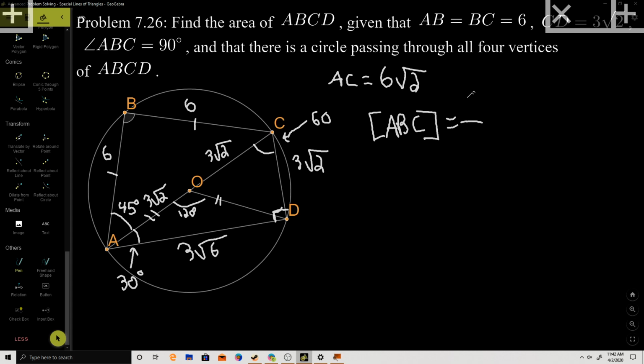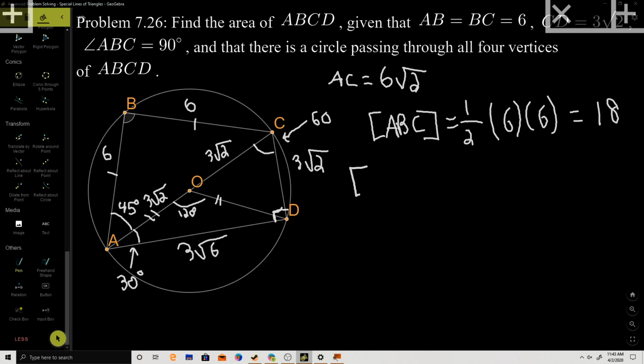Well, 1/2 base times height is your area. Now, in a right triangle, the base and the height are the 2 legs, which are just 6 and 6. Well, half of 6 is 3. 3 times 6 is 18. Now, I have to find the area of the other half.